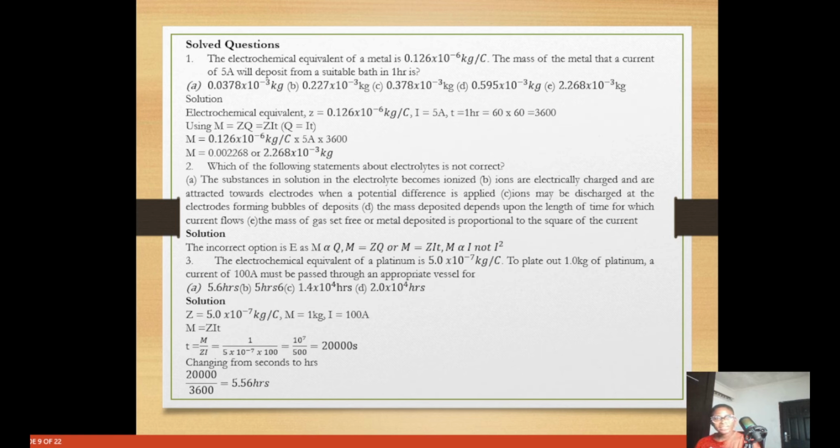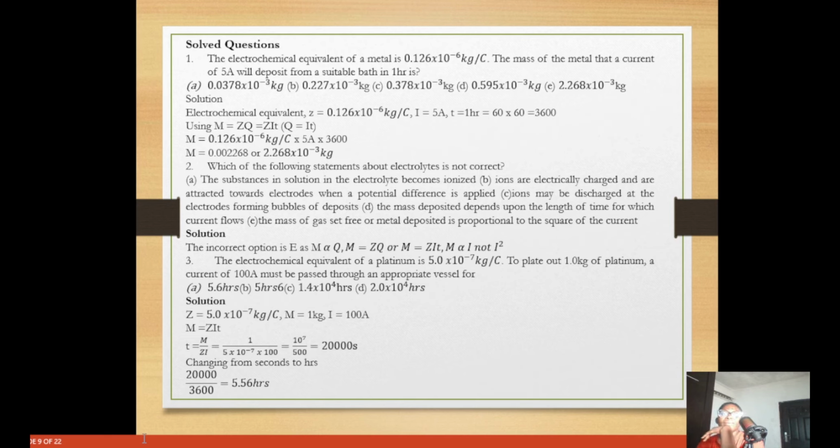The next question says, which of the following statements about electrolytes is not correct? A says the substance in solution in the electrolyte becomes ionized. That's very correct. B says ions are electrically charged and are attracted towards the electrode when a potential difference is applied. Yes, we've established that. C says ions may be discharged at the electrodes, forming bubbles or deposits. That's correct.